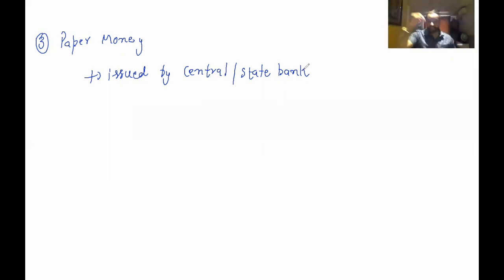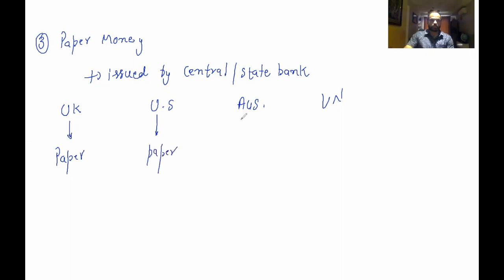Initially, let me explain something very interesting. Traditionally, different countries started using paper currency, for example UK, US, Australia, and maybe Vietnam. UK has its own notes. So every country has a paper currency. Obviously, the paper currency of the UK is different from the paper currency of the US. All these countries' paper currencies are different from each other.